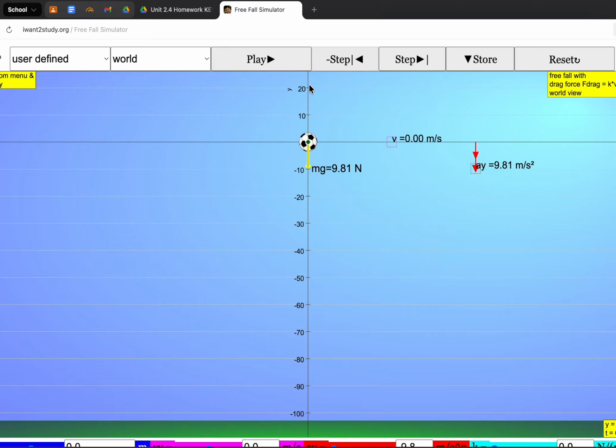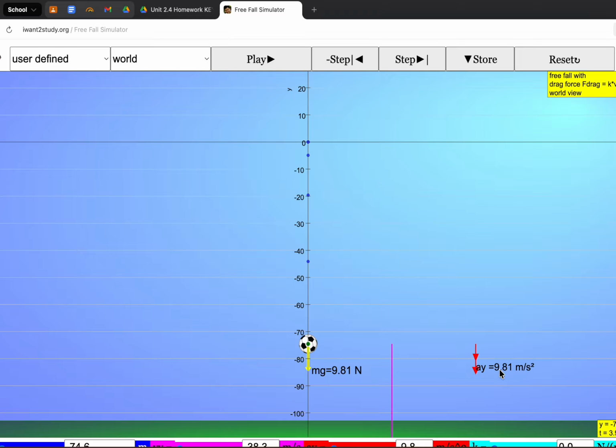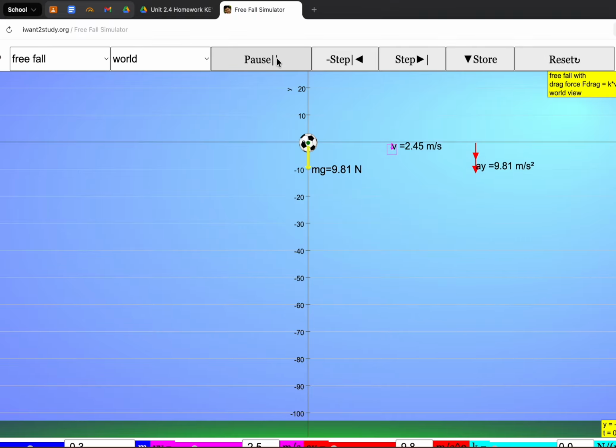And so if we play the simulation, you will see that as the ball falls, the gravity stays at 9.81 meters per second squared. It doesn't matter how far or how fast it's moving. But what does a 9.81 meters per second squared acceleration mean? Well, we are also asked to find, how is the velocity going to change as it falls? And what does acceleration mean? Acceleration is the change of velocity.